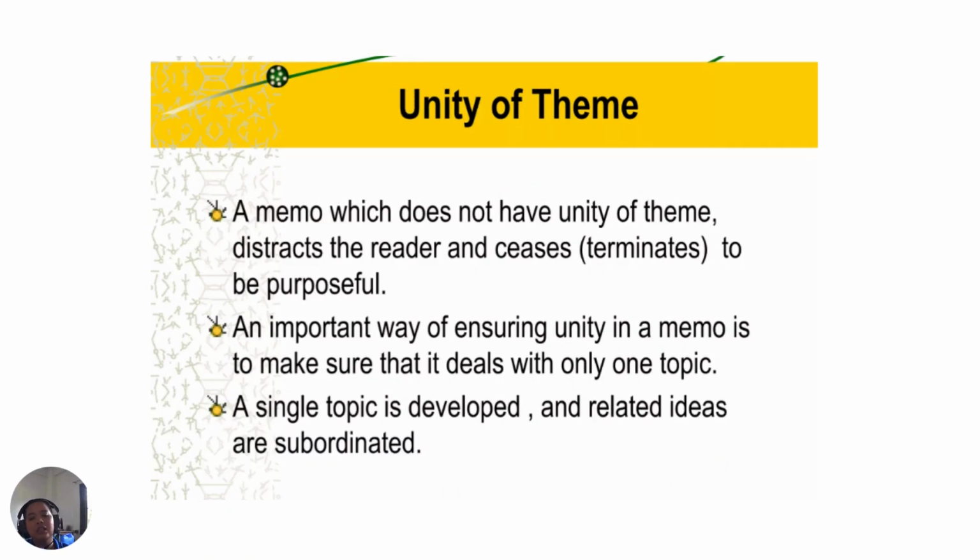Next one is the unity of theme. Unity of theme is basically the central idea of the memo. A memo which does not have unity of theme distracts the reader and ceases to be purposeful. An important way of ensuring unity in a memo is to make sure that it deals with only one topic. A single topic is developed and related ideas are subordinated. In short, if you're going to have a memo about a celebration, just one celebration, and if you want another celebration, you can have another memo for that. So make sure that it has a unifying theme, only one topic being presented in the memo.